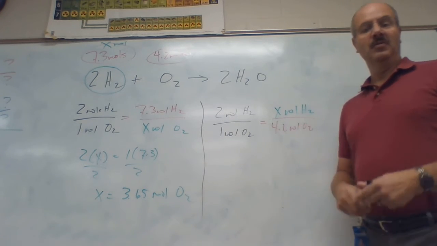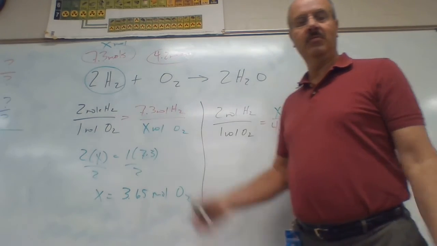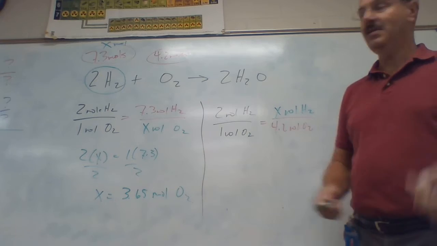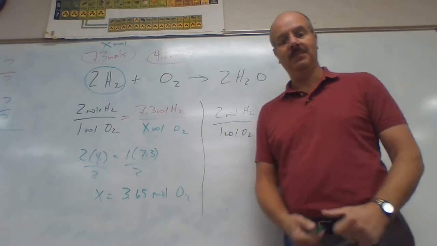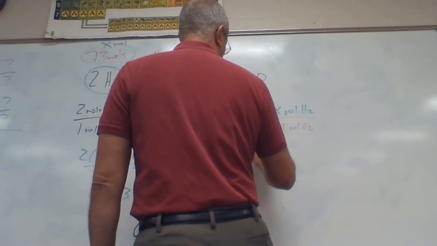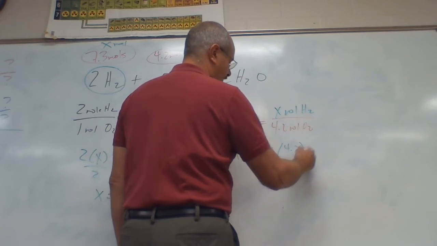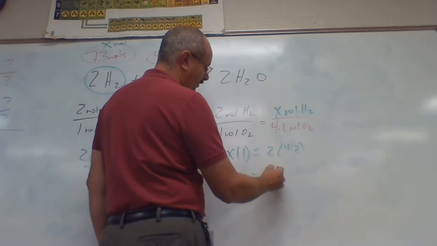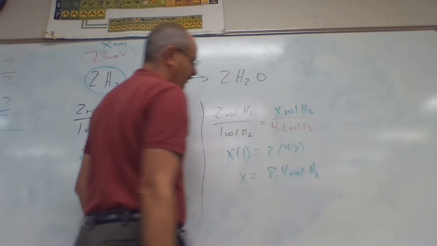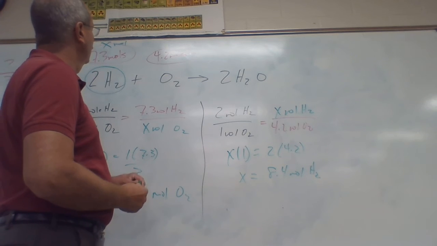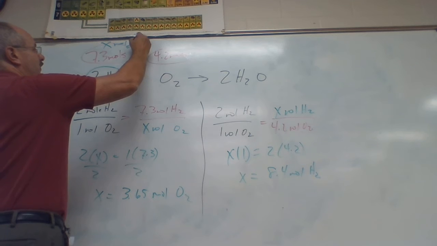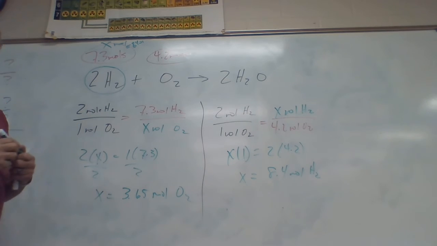All right, so now again, we've started all over. Ignore what we did over here. It's like we've started again. We're trying to find that limiting reagent. We want to find out, is it still going to be that H2 that I found last time? All right, so we're going to cross multiply X times 1 equals 2 times 4.2. Multiply that out and you get 8.4 moles of H2. All right, so it says we got 8.4 moles of H2 that we're going to need.